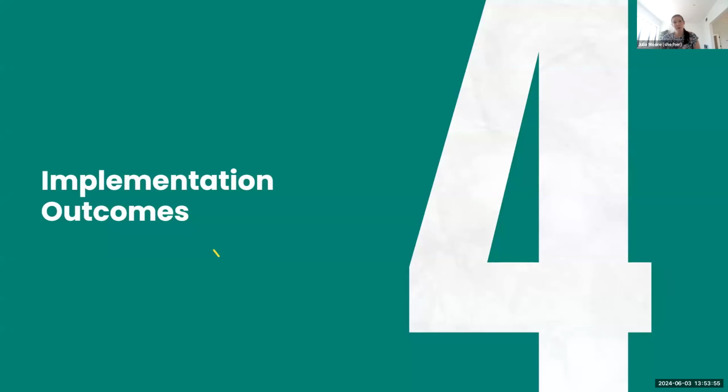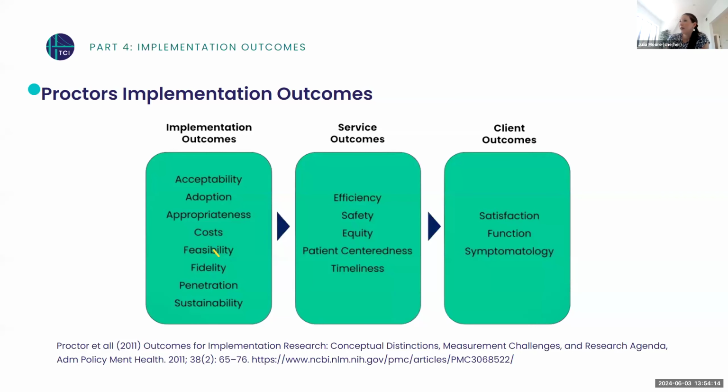So I know some people here are researchers, and so I want to just flag one thing that can be really helpful for people who are looking to add implementation research questions to the work that you're doing. If you're not a researcher, you're going to see that you're actually probably thinking about lots of these things on a regular basis when you're implementing. So this is a framework called Proctor's Implementation Outcome.